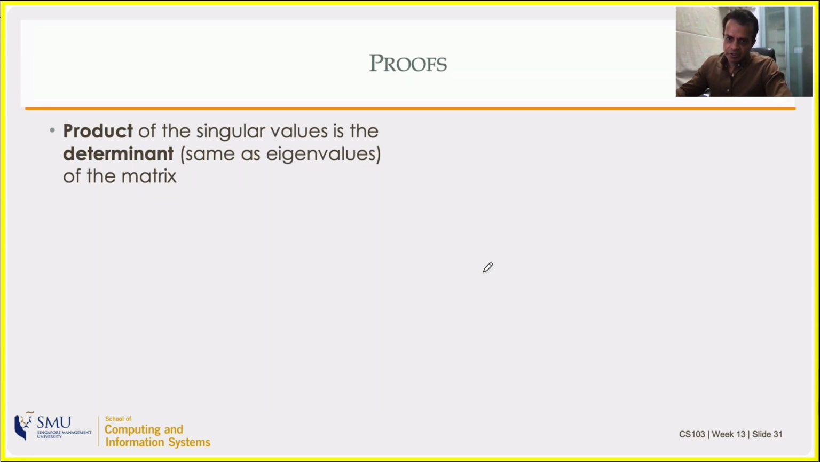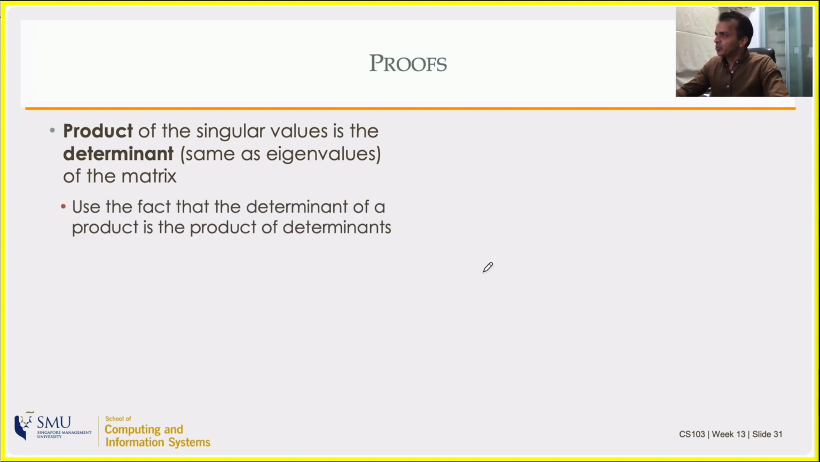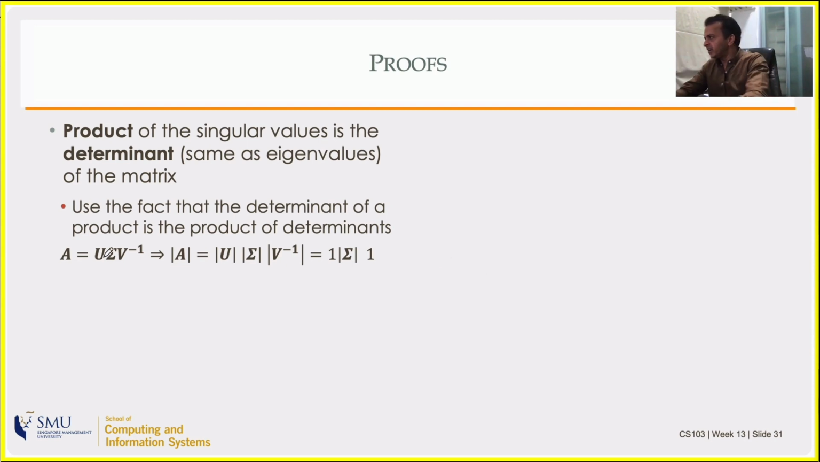Now, the product of singular values, much like the product of eigenvalues, is the determinant of the matrix. That is also easy to prove using the fact that the determinant of a product is a product of the determinants. So A is a decomposition, a product of 3 matrices. The determinant of A is a product of the determinants of the 3 matrices, but U and V are orthonormal matrices, so their determinants are going to be 1. So the determinant of A is going to be the determinant of the singular values matrix, but that being a diagonal matrix, it's a product of the diagonals. Of course, this applies only to square matrix A because you cannot take the determinant unless it is square.